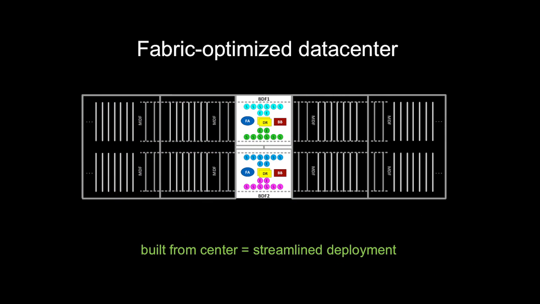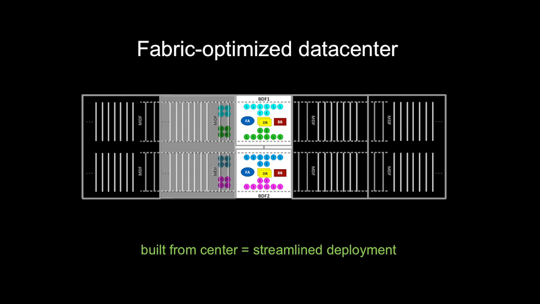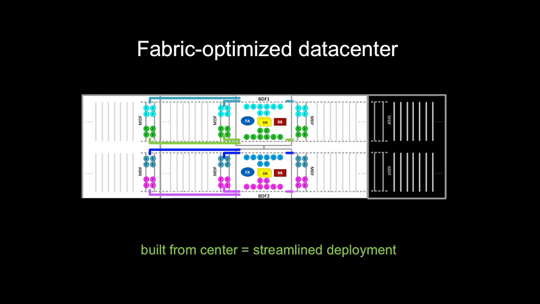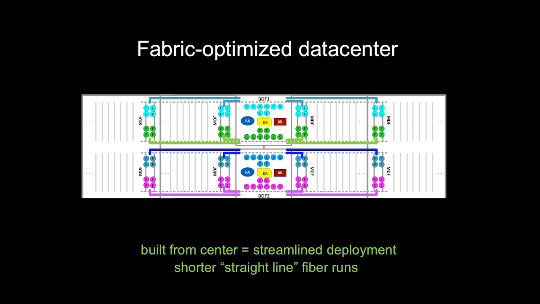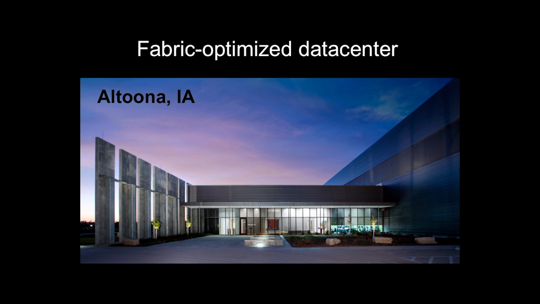We even changed the data center building design. We put the fabric at the core of the building, and we connect the data halls to the core by very simple straight line trunks as the data halls get constructed. This new architecture has been already successfully deployed in our brand new Altoona data center.